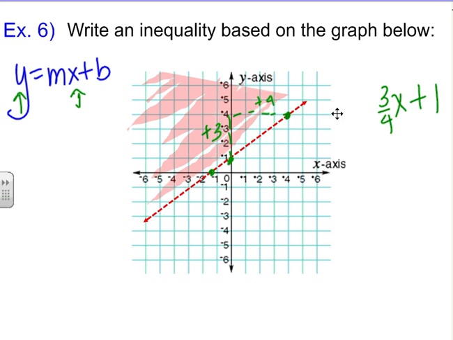We know that y is going to be on the left side. We just have to decide what our inequality sign is going to be. Well, since there is a dotted line running all the way through it, that tells us that we do not have an equal sign, that we need to have either greater than or less than. And since we're shading above the line, we want greater than. So there's how to take a graph and write an inequality about a graph.